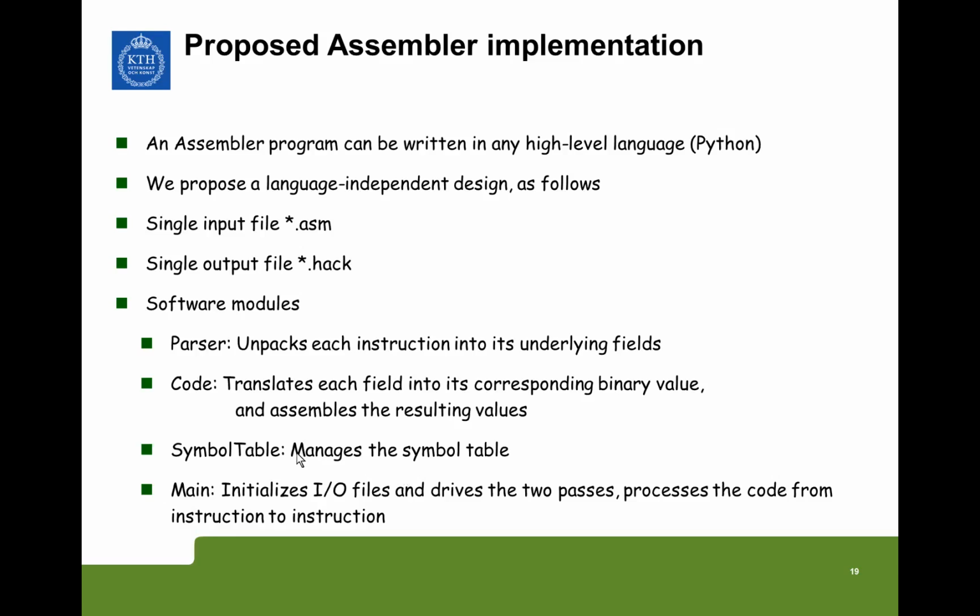So as you see in the book, there is a proposed assembler implementation with a rather detailed description of the functions that one needs to implement. The assembler can be implemented in any high-level language. Here we suggest to use Python. The design should look like this. The assembler should have an input file, the assembly code, and should produce an output file, which is the Hack machine language code.